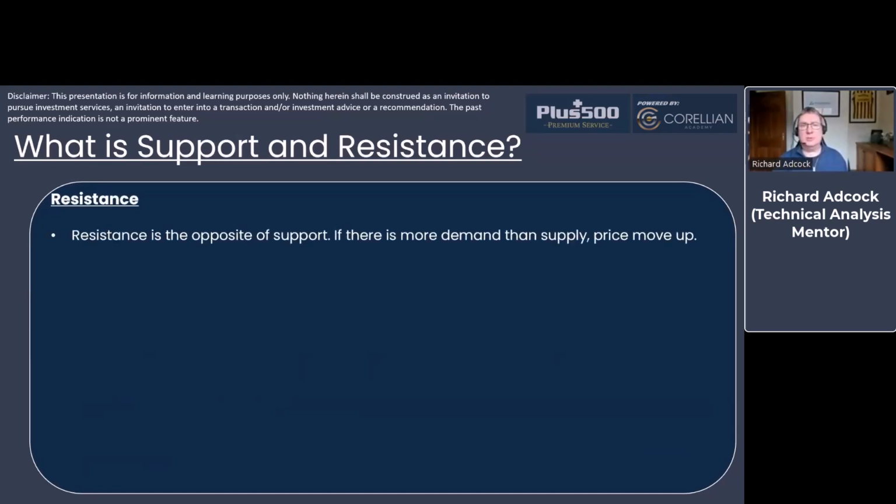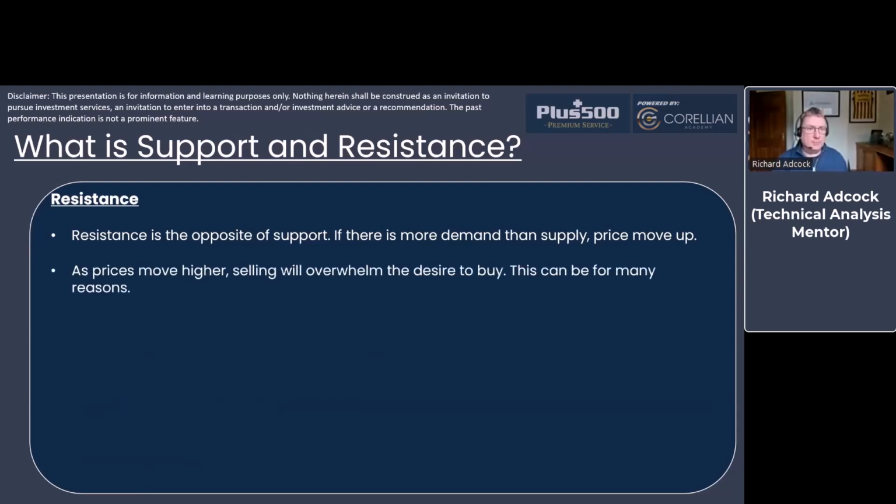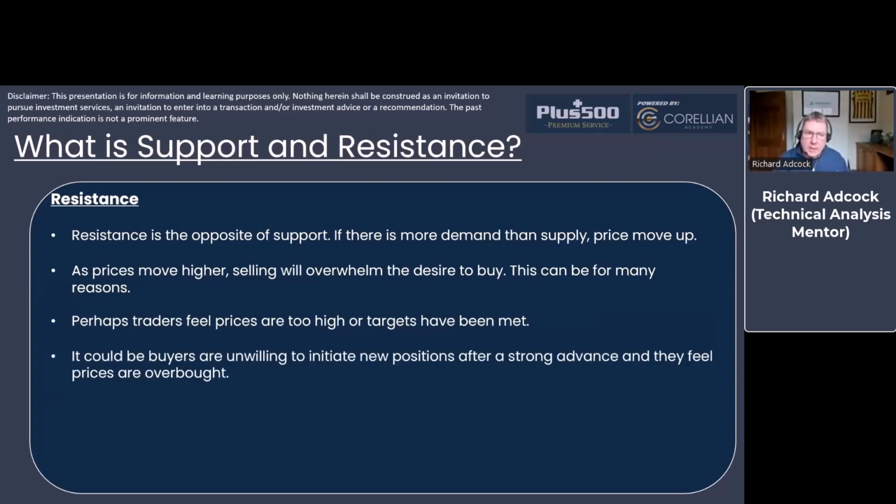When we look at resistance, it's obviously the opposite of support. And it's where we start to see there's more demand than supply and prices move up. As prices move higher, selling pressure that's tempted back into the market by these higher levels will show and begin to overwhelm the desire to buy. And this can be for many reasons. And this resistance level that's been established can be for any number of reasons. Perhaps traders feel that prices are too high or their targets have been met, so they're prompted to sell the market and create more supply and increase the significance of the resistance.